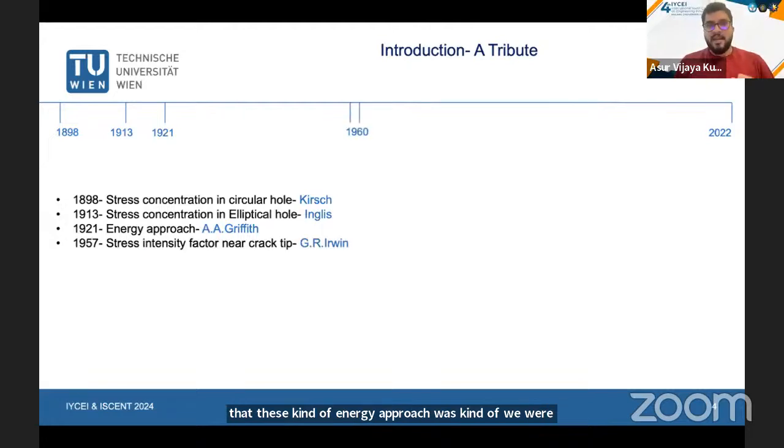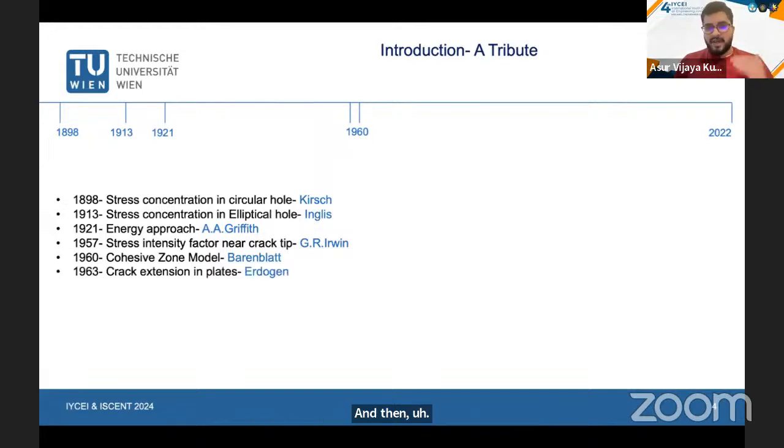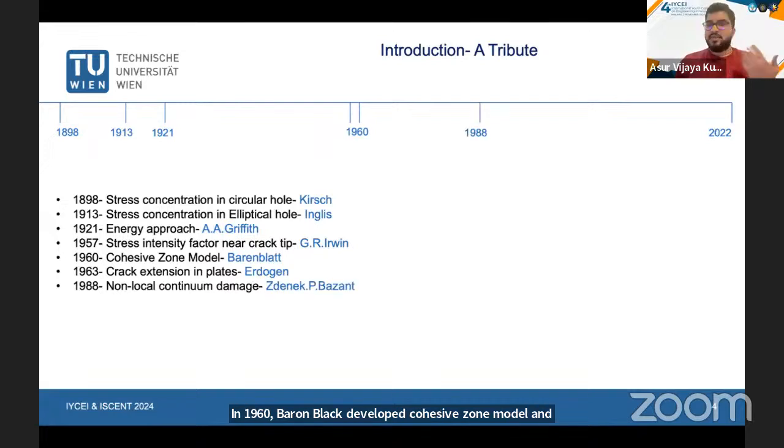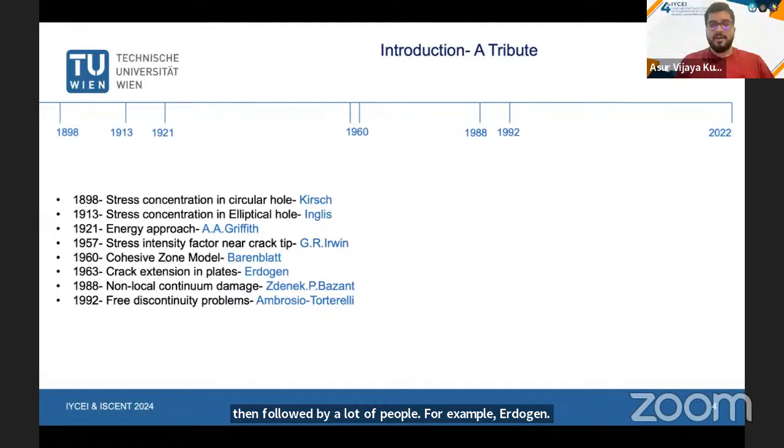The most useful one, which is even used right now in industries today, is the stress intensity factor near the crack tip, which was developed by Irwin. And then in 1960, Barenblatt developed the cohesive zone model, followed by a lot of people. For example, Erdogan and Bazant, who developed non-local continuum damage theory. And then later, the whole phase field approach is based on the energy approach from Griffith. So I will go in that direction now.